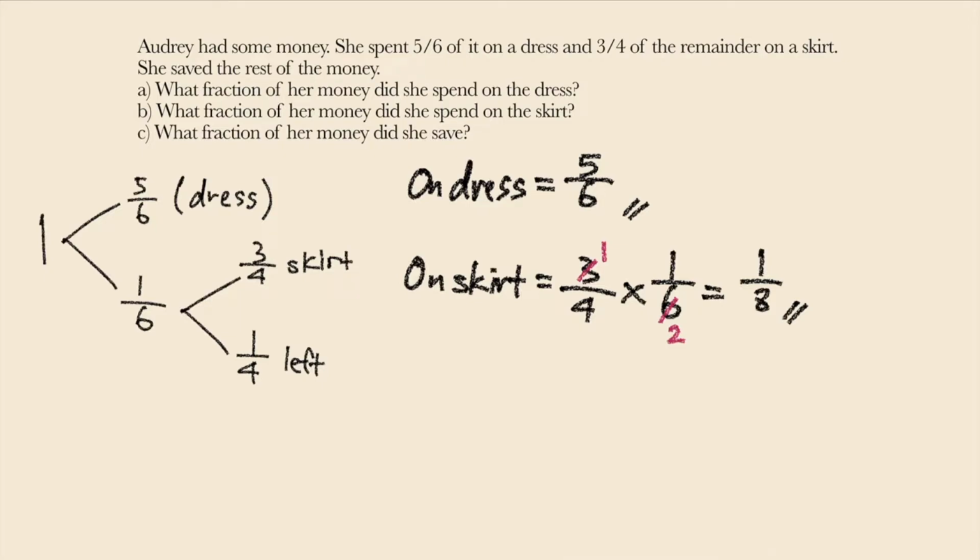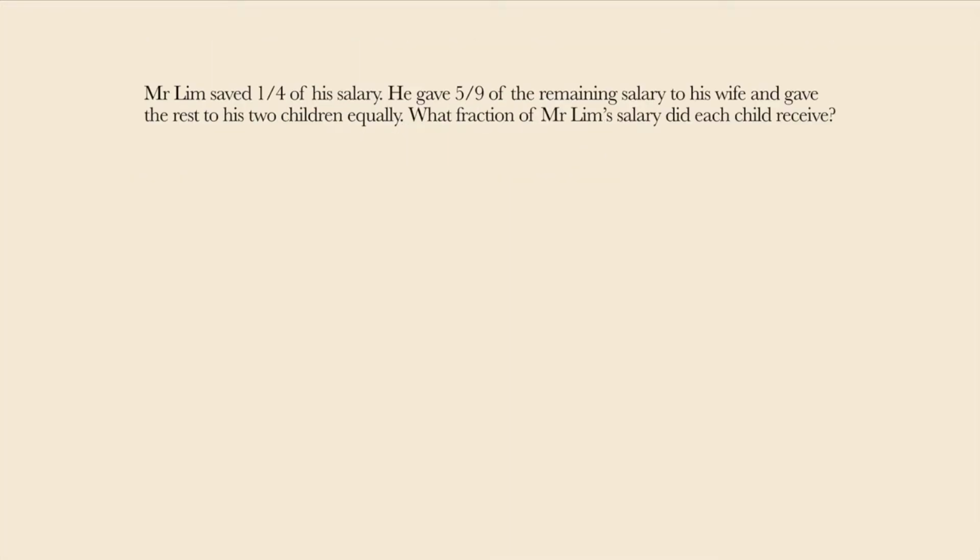What fraction of her money did she save? So we're interested in this, which is the fraction left that would be saved. The connection would be 1/4 connected to 1/6 to the total. So the operation would be 1/4 times 1/6, giving us 1/24. Hopefully by now you're slightly more confident as to how this works.